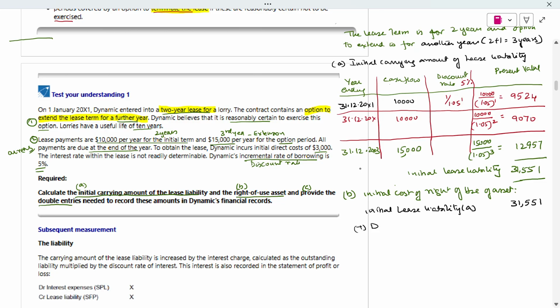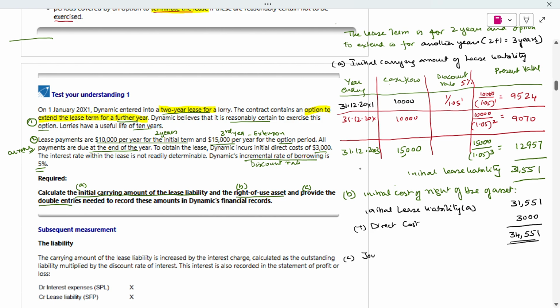Then we have to add, okay, this is a process, we have to add the direct cost. How much is the direct cost? Direct cost is 3,000. Yes. Okay, how much is it going to be? 34,551. Is it okay? Yes. Now, third one is what?